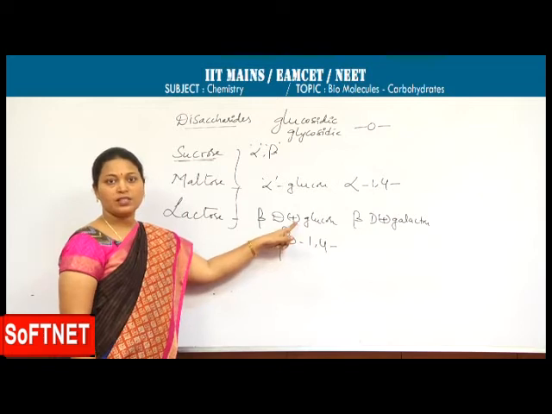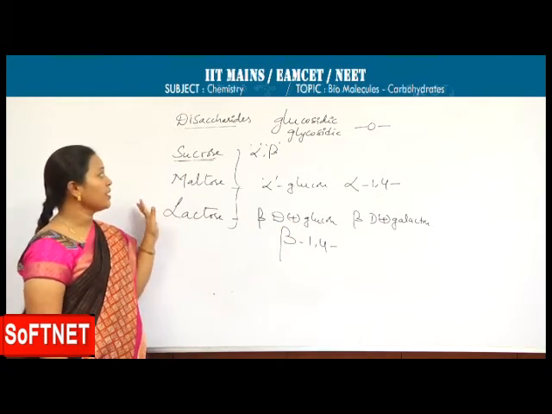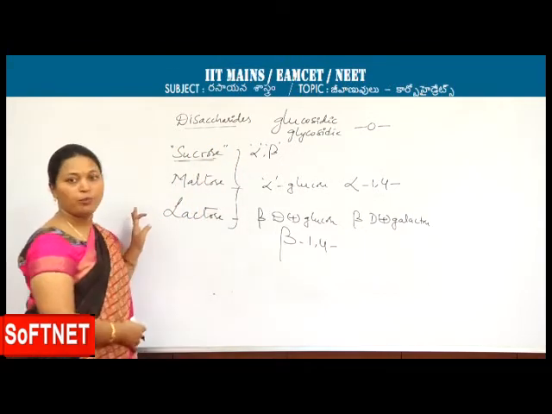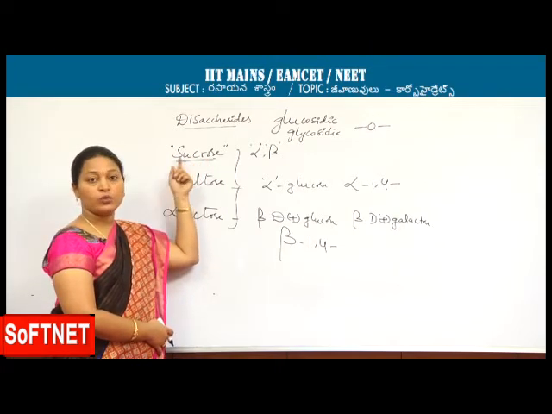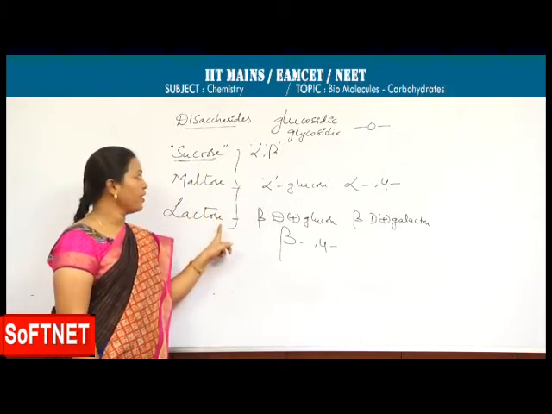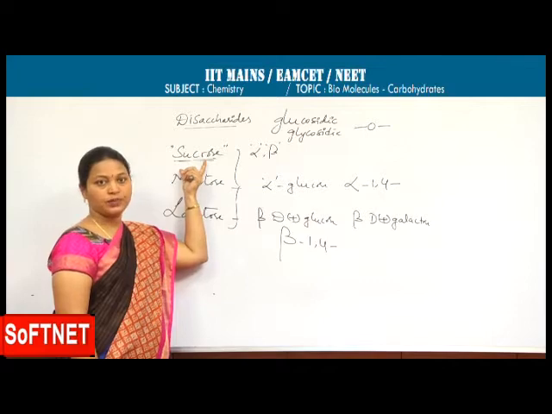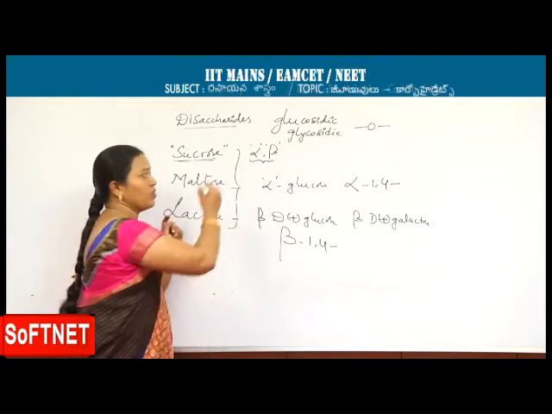Beta glucose is nothing but C1 with OH group at left side. This is regarding the disaccharides. And regarding the sucrose, one should remember one important point. I said at first, sucrose is the only disaccharide which is non-reducing. These two are reducing. The non-reducing ability is due to the carbonyl group being blocked during the formation of alpha and beta linkage.